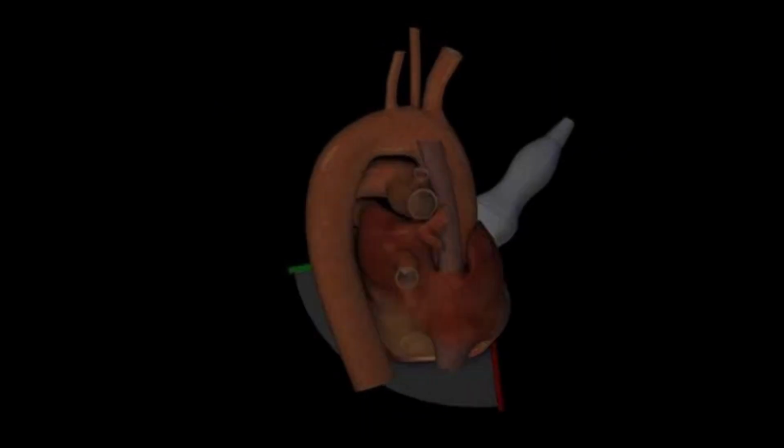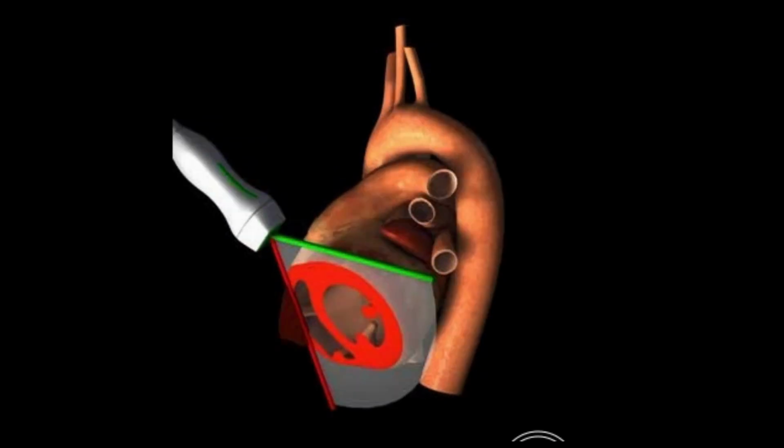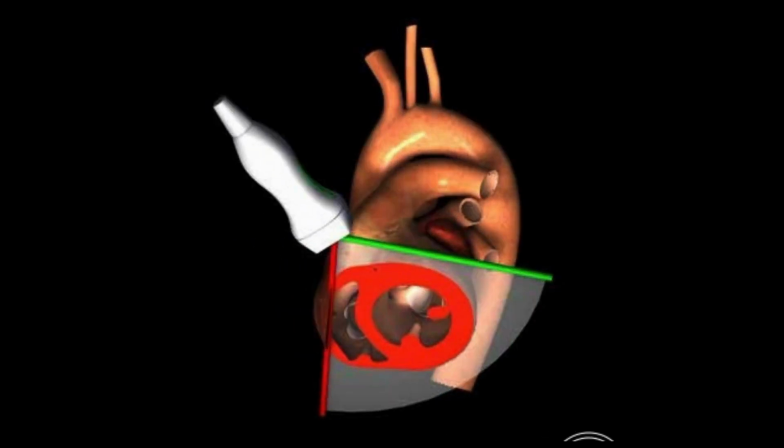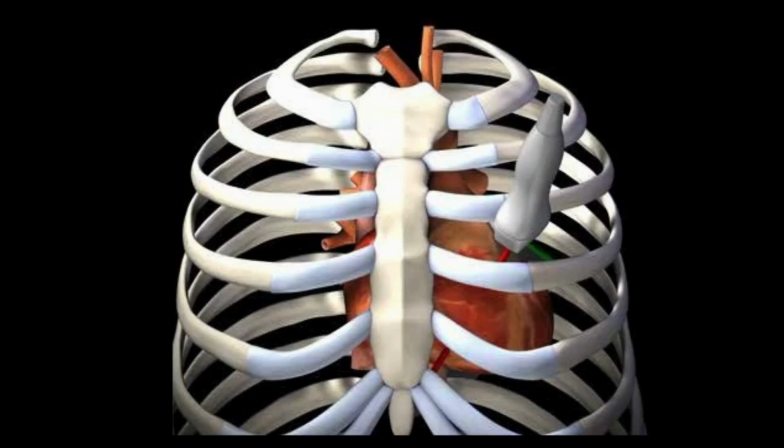So if you remember correctly, the green line here pertains to the probe indicator again, which points towards the left side of this patient. So any structures on the side of the probe indicator will be reproduced on the right side of the screen, where our ultrasound marker indicator is found. So in this case, as you can see, the left side of the heart is going to be seen on that right side of the screen, and we will see that in the next video.